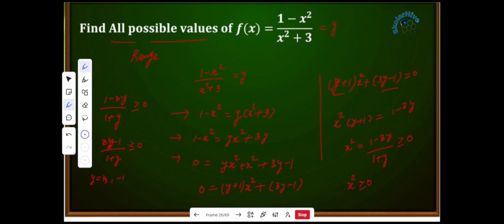These are the two critical points for this inequality. Now we have to just draw the line and plot these points on the line, minus 1 and 1 upon 3. As this inequality is of less than or equal to, we need to put the dark circle at the point where the critical point is of the numerator. So only at 1 upon 3 we have to put the dark circle, which means we have to include this.